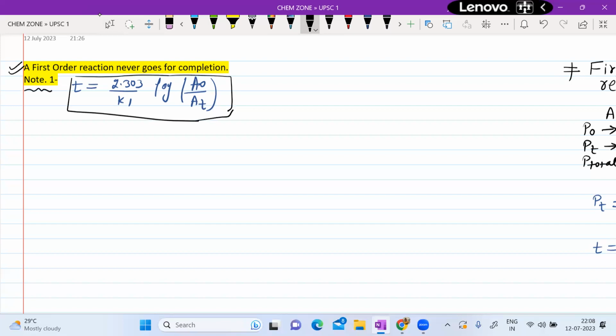This lecture covers numerical problems related to the topic order of reaction. These problems are taken from the previous year questions. So now let's move forward. Before discussing the problem, let's discuss some more booster points.